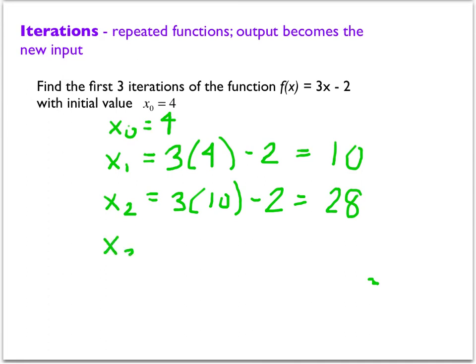And my last answer then will be x sub 3, and you probably have figured this out by now. Now I'm going to put 28 in place of x. So I'm going to have 3 times 28 minus 2, like that. And 3 times 28 is going to be 84, I think. 84 minus 2 is 82.